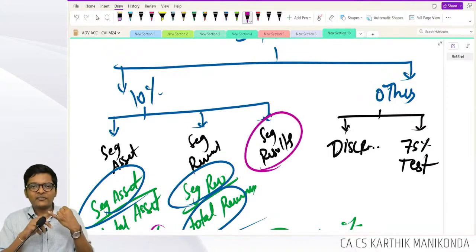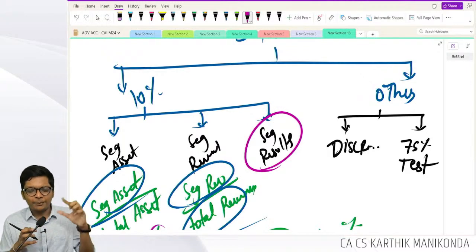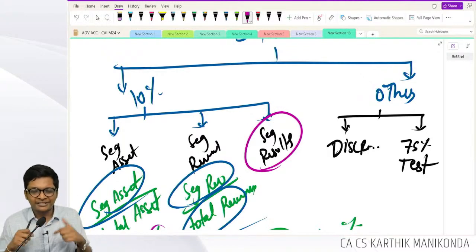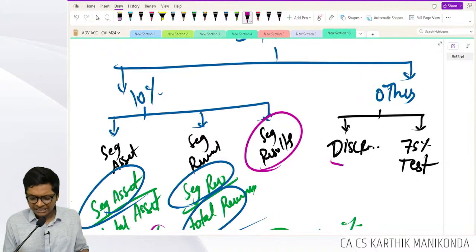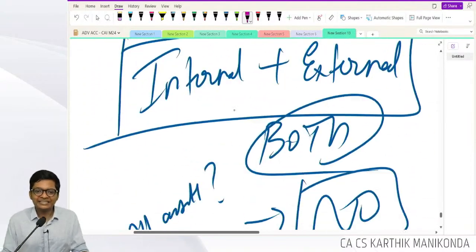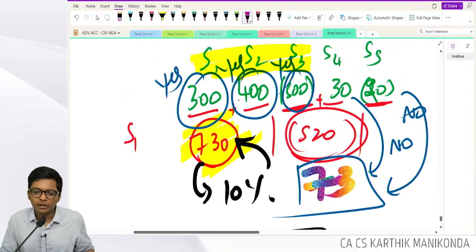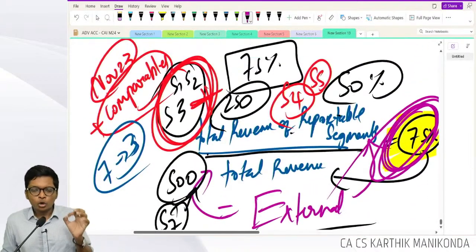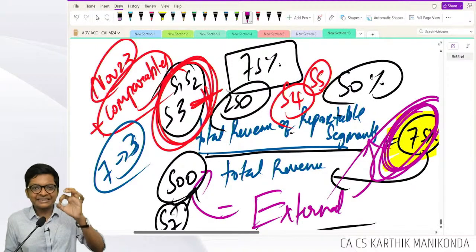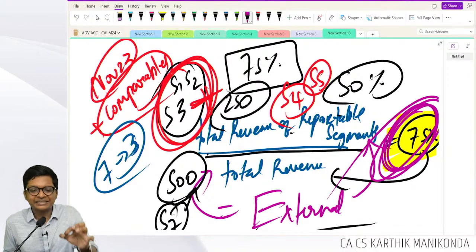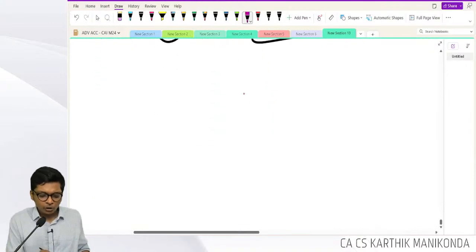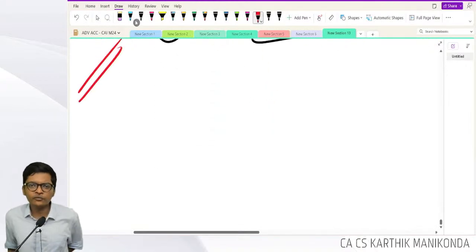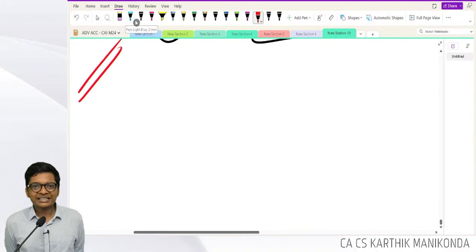Result test is simple. Find total profit and total loss, whichever is higher, apply 10%. Any segment crossing the 10% will be reported. Discretionary is optional, and the 75% test we just now saw. The 75% test basically says total external revenue of reportable segments should be at least 75% of total external revenue of the firm. Are you following, guys? Clear, guys?